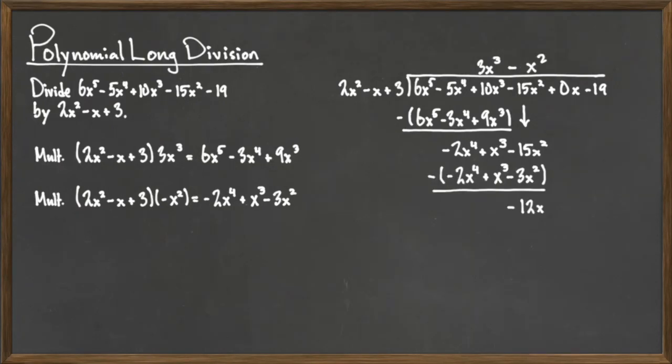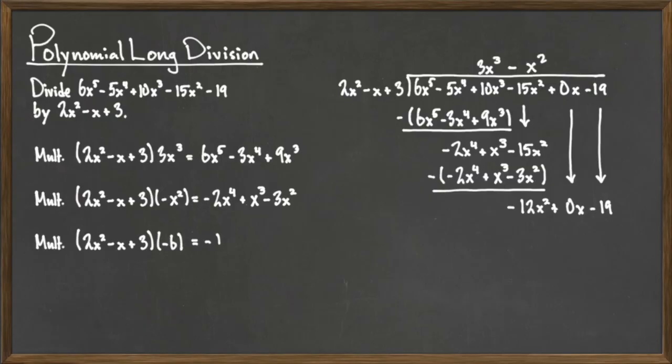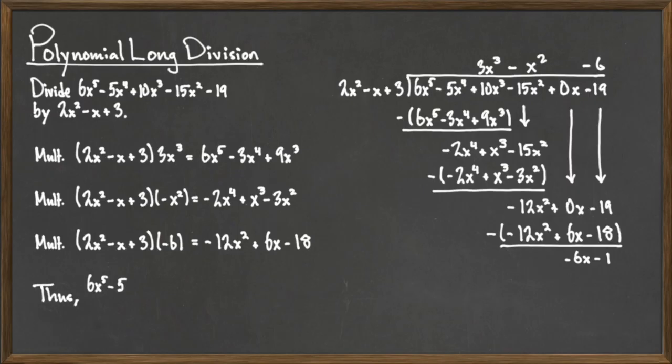I'm going to write my values where they need to go, I'm going to compute my subtraction, and then I'm going to end up with a new expression of negative 12x squared plus 0x minus 19. Alright, so after we're done subtracting, we see that the next term that we need is negative 12x squared. So if I look at my divisor, I'll see that I need to multiply it by a negative 6 to get negative 12x squared plus 6x minus 18.